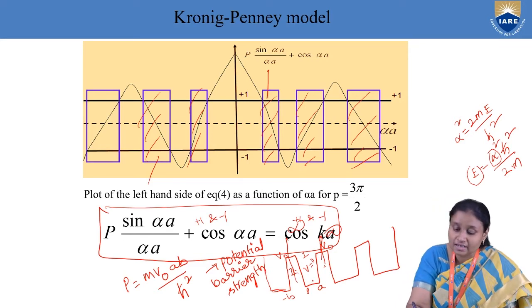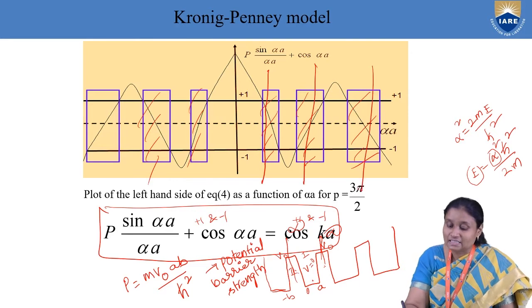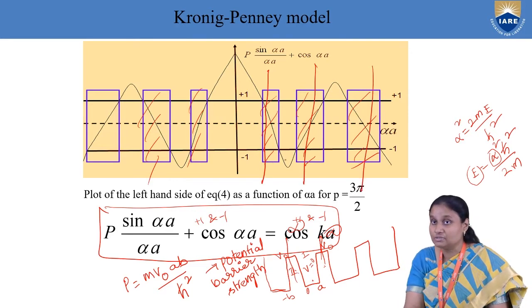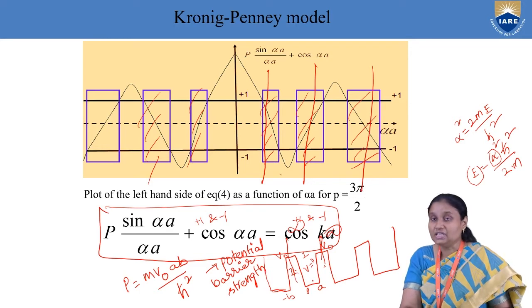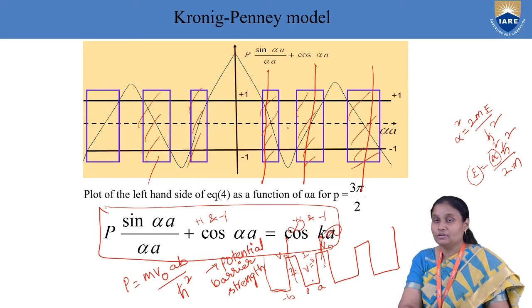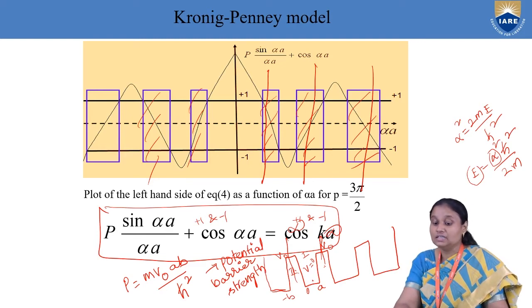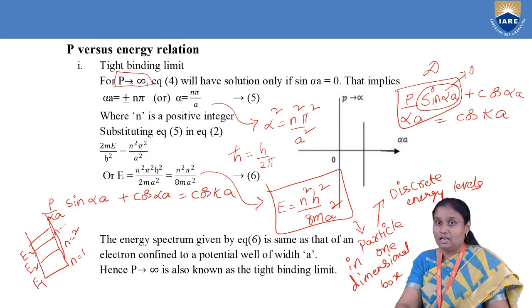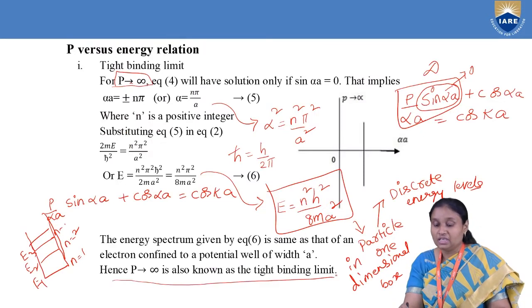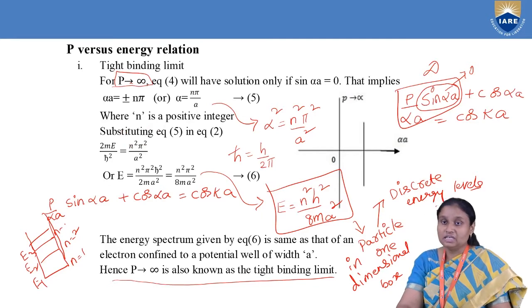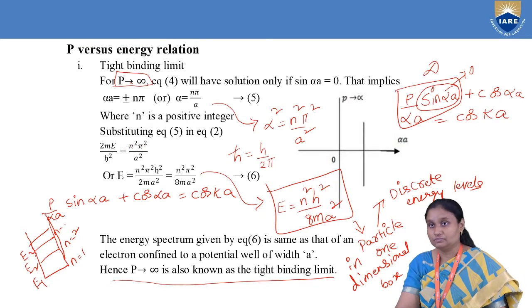Discrete energy levels are represented by lines like this. It means that the width of the allowed energy band is decreasing. Let P tend to infinity. Instead of having a band spectrum, we'll have a line spectrum. When the potential barrier strength is infinity, the width of the allowed energy band decreases, and instead of bands of continuous allowed energy levels, we'll have discrete energy levels. Only certain particular values of energies are allowed. So our electron is becoming a bound electron, which gives the tight binding limit.